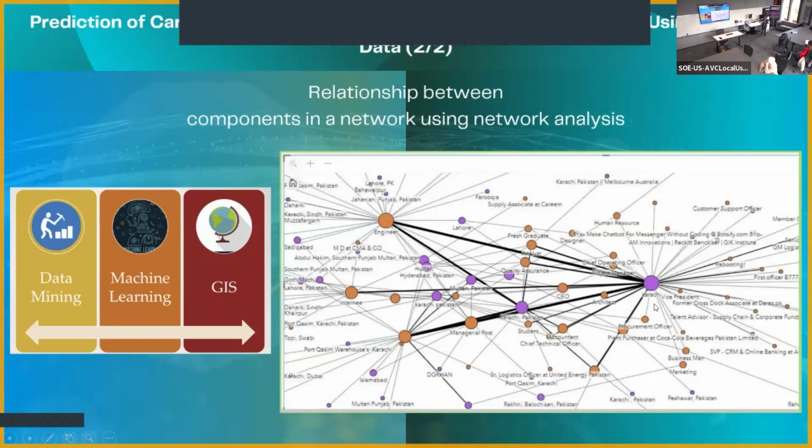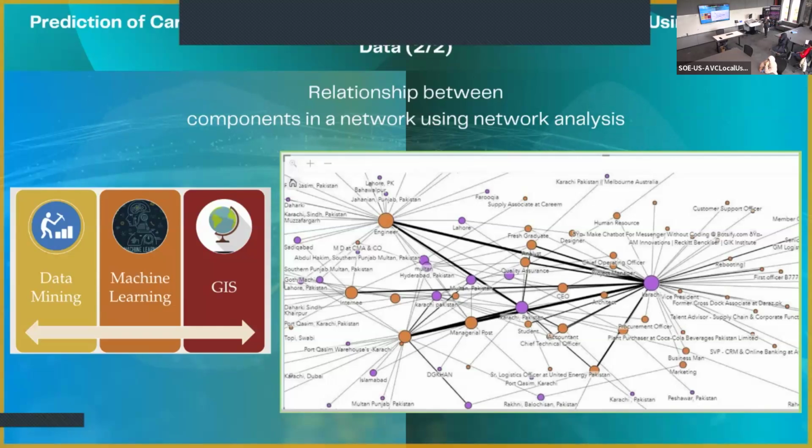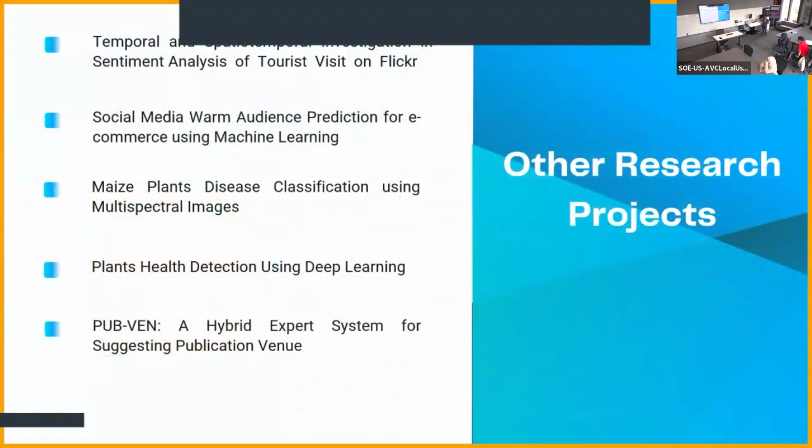So you can see that this is Karachi, and not only the main city, but also the progression from one field to another. For example, one having electrical engineering and then switching to computer science, or from one field to another field, showing which they moved to and from where they moved. So this helps us in analyzing their career progression moves. And there are many other studies and projects which are being carried out.